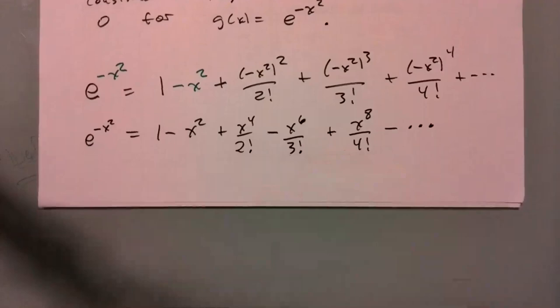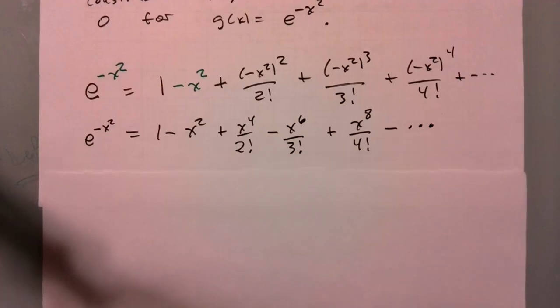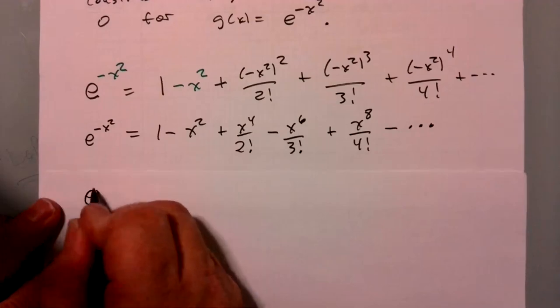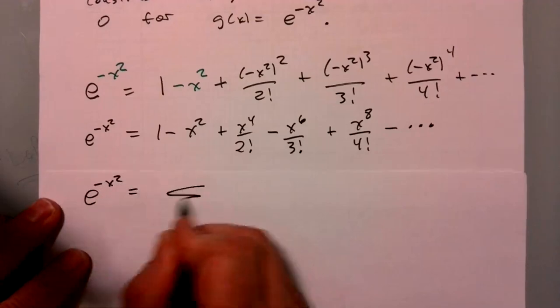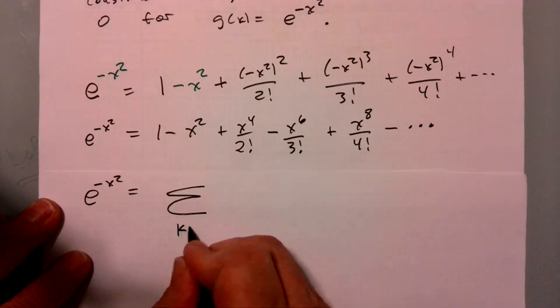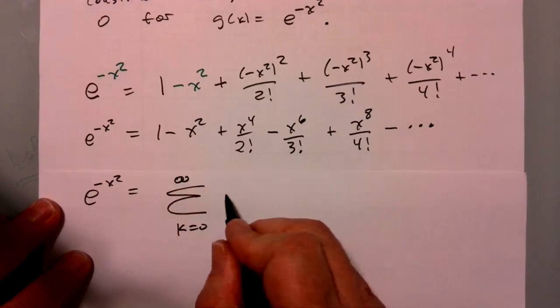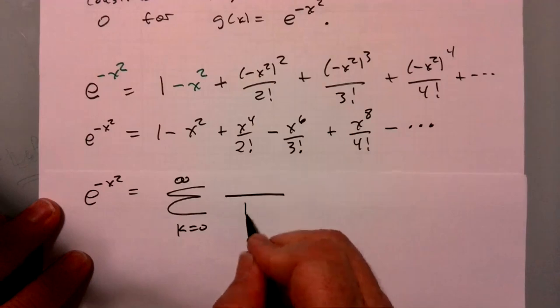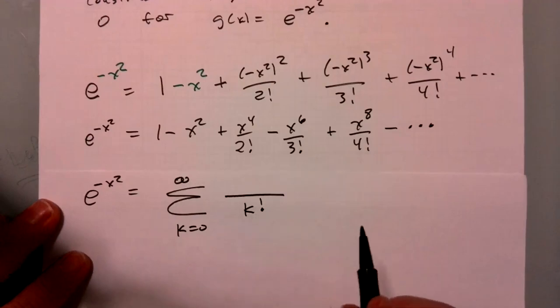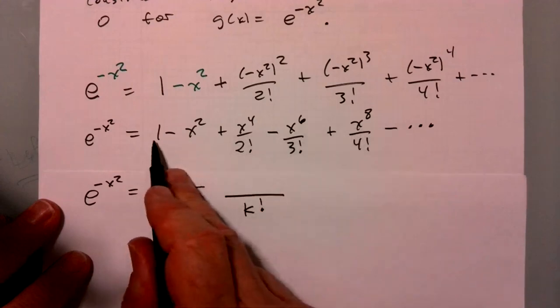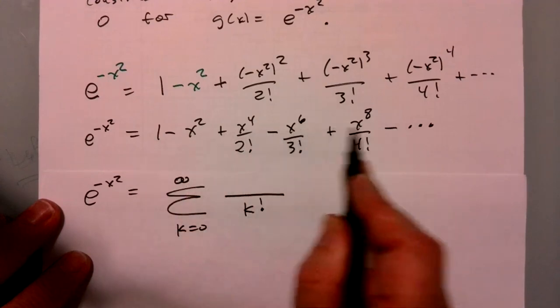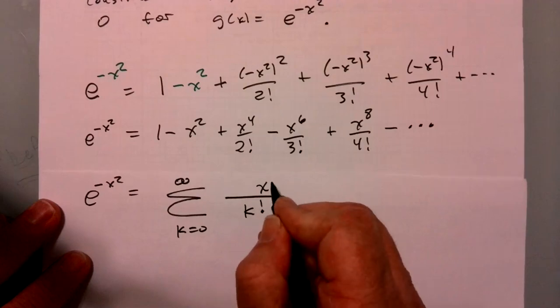So there's the first few terms of e to the negative x squared. And I believe I can express that in sigma notation and see what we get. So let's go ahead and do that. What is e to the negative x squared? Sum again as k goes from 0 to infinity. Downstairs, I think we just have k factorial. Upstairs, we have all positive numbers, x to the 0, x to the 2nd, x to the 4th, x to the 6th, x to the 8th. That would be x to the 2k.